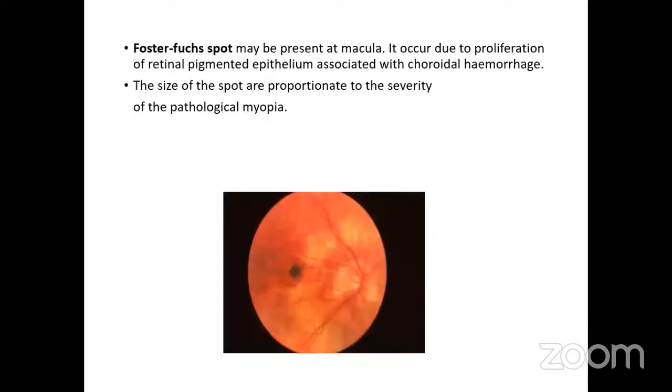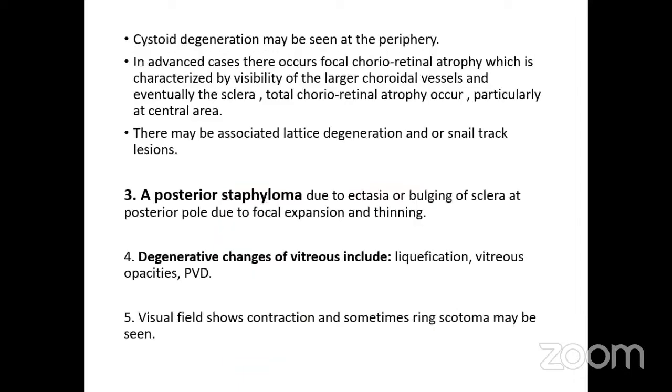Then Fuchs spot may be seen at the macula. The size of the spot is proportional to the severity of pathological myopia, and it occurs due to proliferation of retinal pigment epithelium associated with choroidal regions. Then cystoid degeneration may be seen at the periphery. In advanced stages, total chorioretinal atrophy occurs, and there may also be associated lattice degeneration and snail track lesions. Then a posterior staphyloma may be seen due to ectasia and bulging of sclera at the posterior pole. Then degenerative changes of vitreous, including liquefaction, vitreous opacities, and posterior vitreous detachment may be seen.